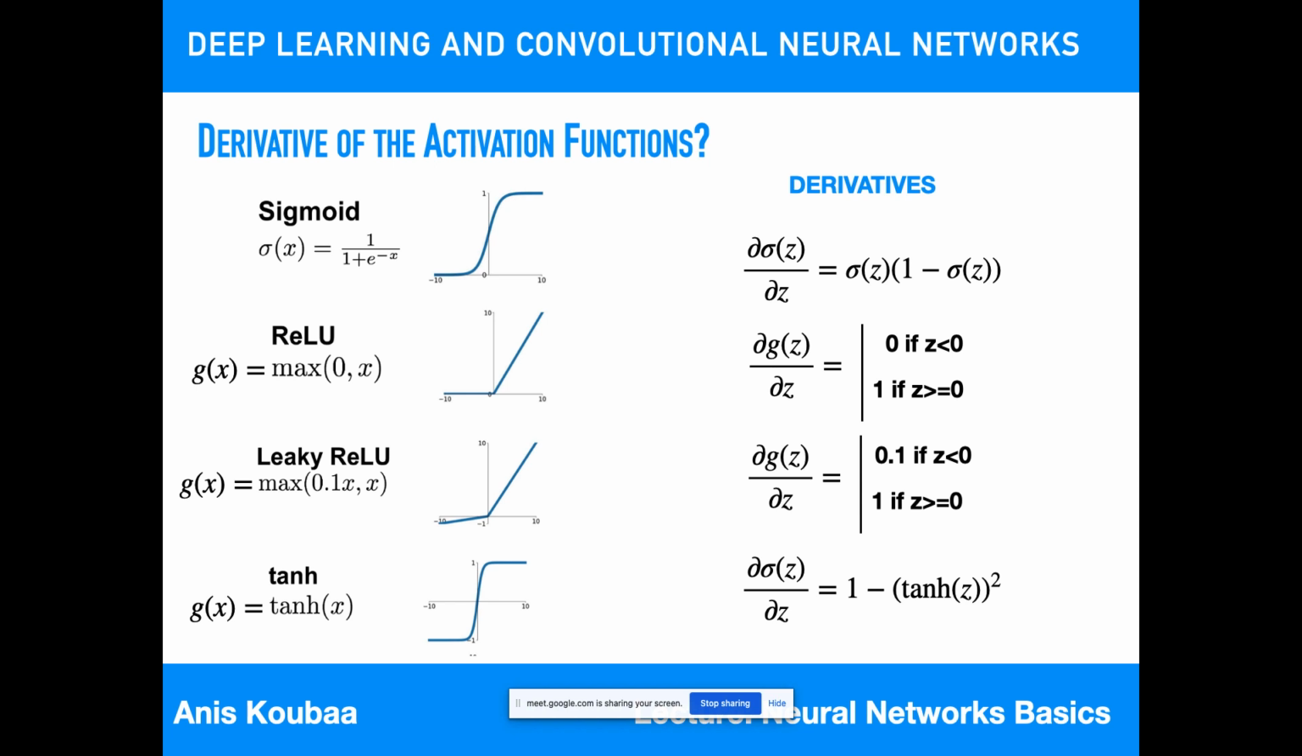The derivative of ReLU and leaky ReLU is 0 and 1, and 0.1. How will this help to improve weights and bias?